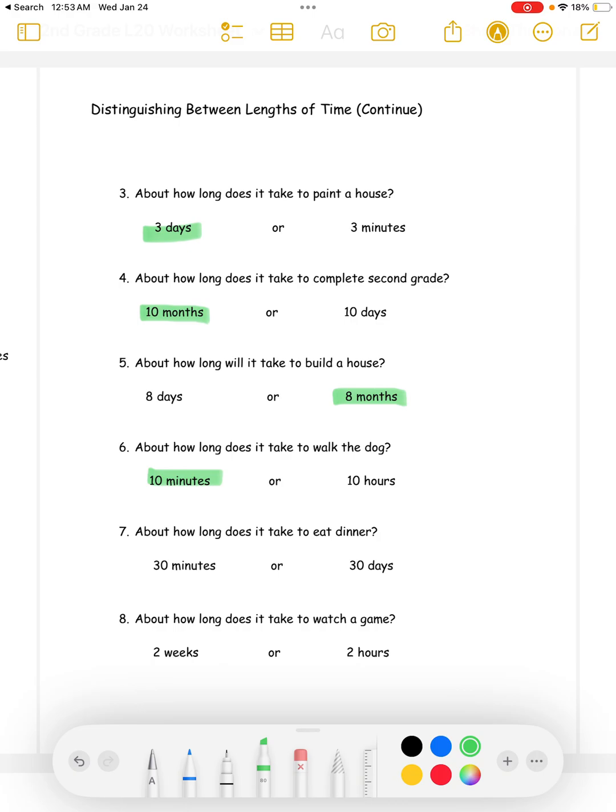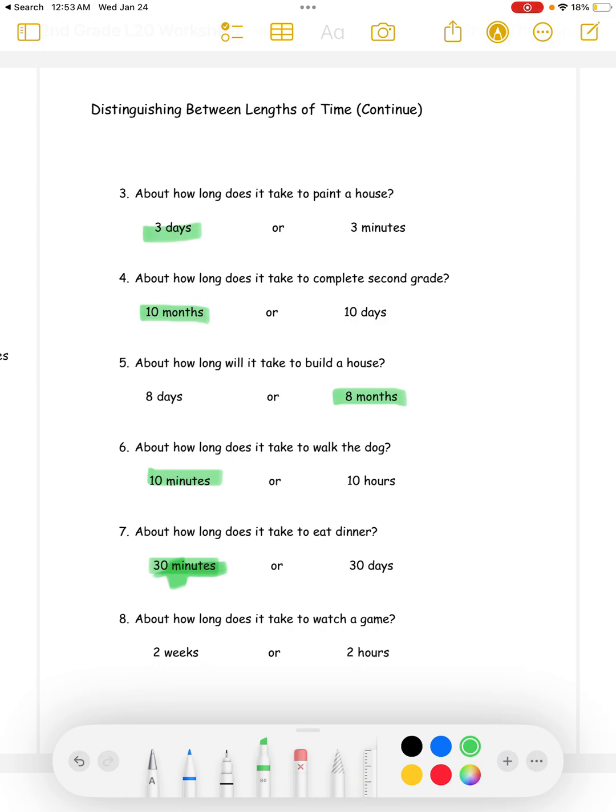Question number 7. About how long does it take to eat dinner? 30 minutes or 30 days? We wouldn't eat dinner a whole day or even a whole month. So it takes us about 30 minutes to eat our dinner.